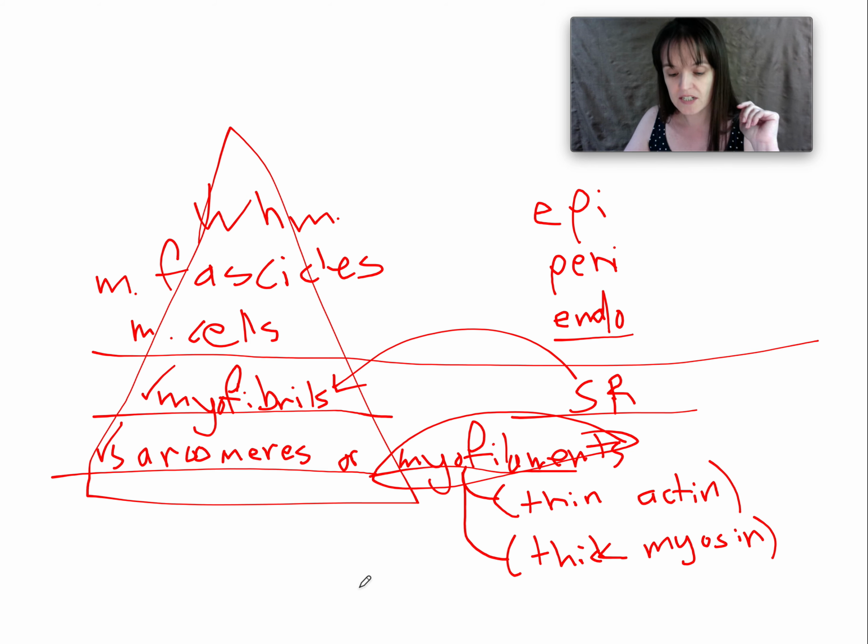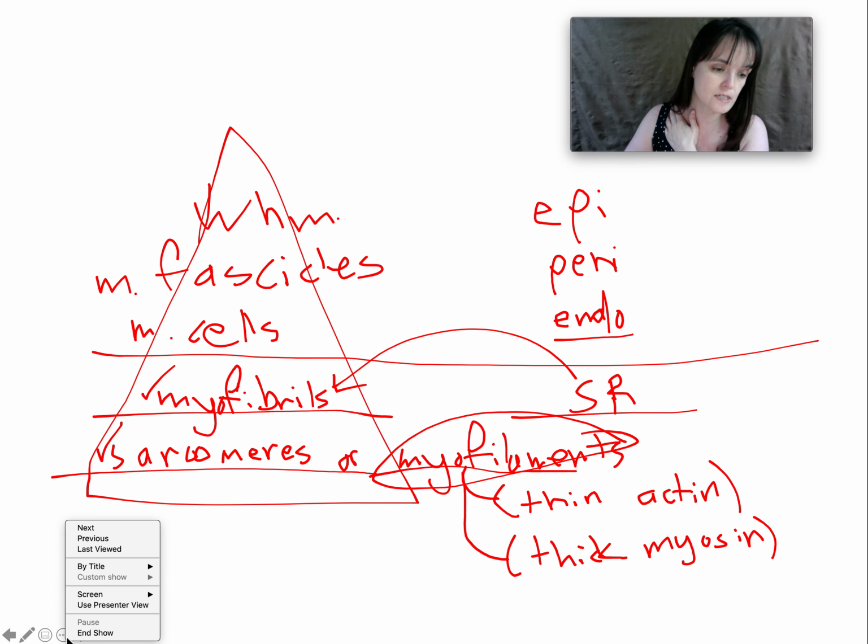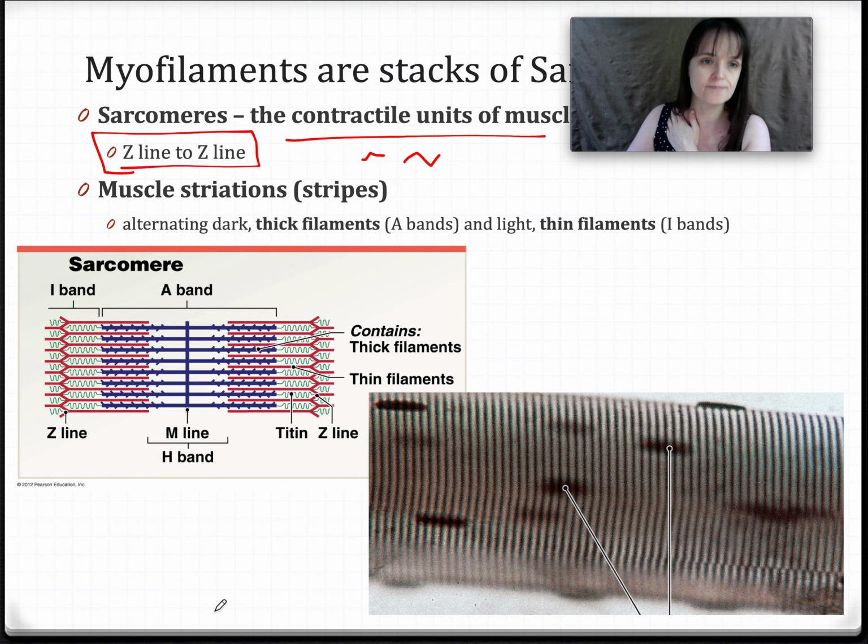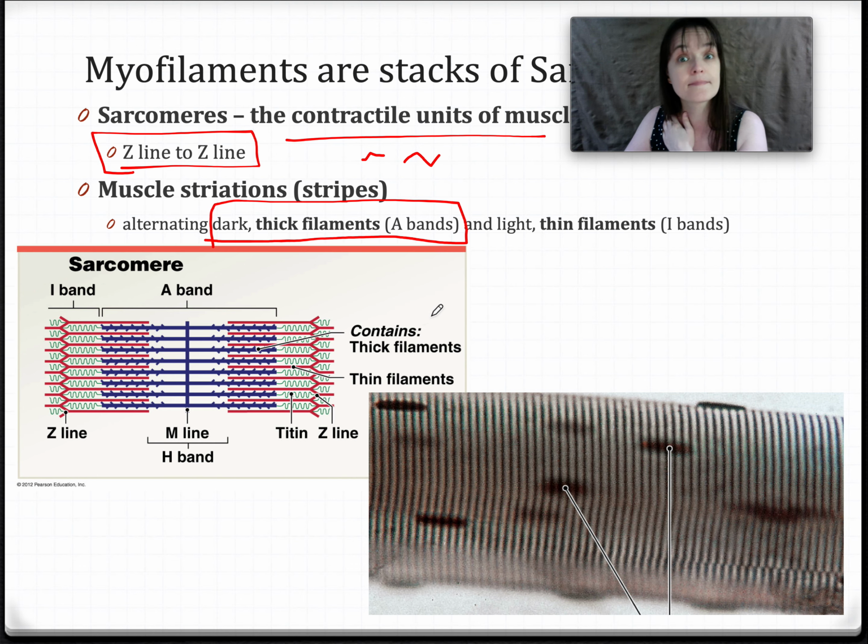Okay, so the interactions between thick and thin filaments are responsible for muscle contraction. You can say the interactions between the myofilaments are responsible for muscle contractions. It's the same thing. Okay, and the striations are the stripes. There are dark, thick filaments, which are the A bands, and light, thin filaments, which are the I bands.